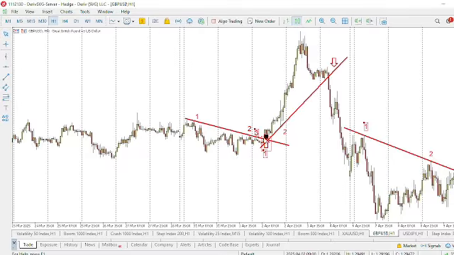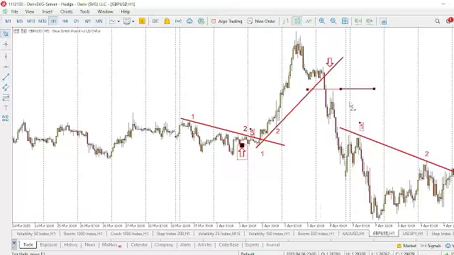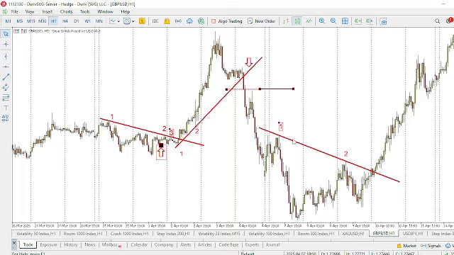And then we have another trend line here. We have a point 1, then I have the point 2 here, then I have the trend line breakout here. Price breaks the trend line here. You see, price broke this trend line here, and then look at it now. Price moved massively to the downside.